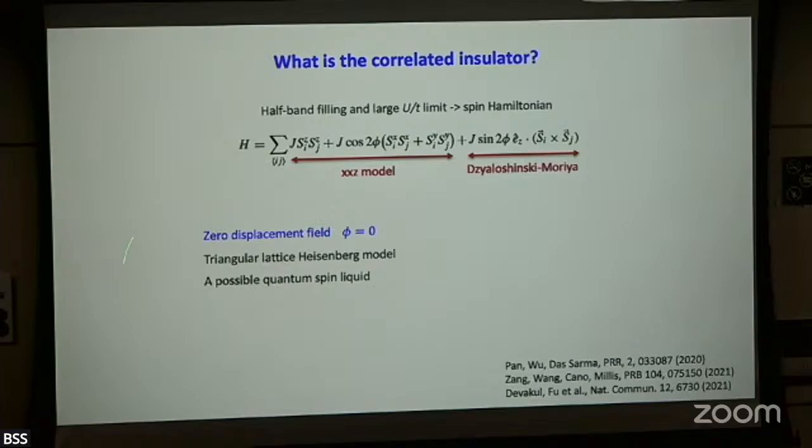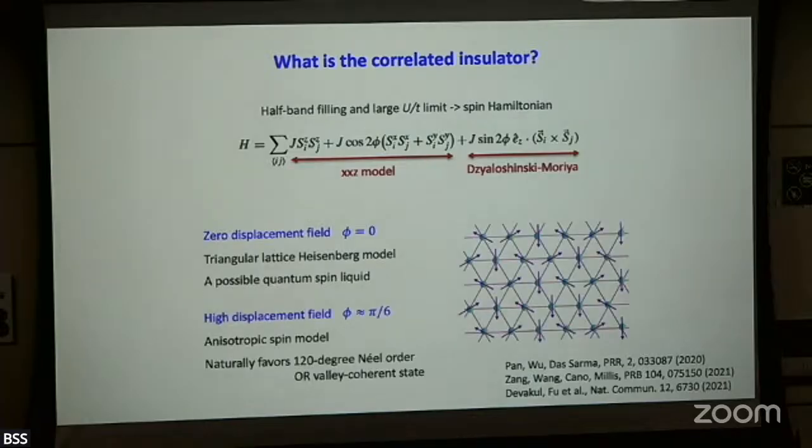And there are some arguments for possible quantum spin liquids. But then at high displacement field, as we study here, it's anisotropic, and this state is kind of preferred. So that's from those models.